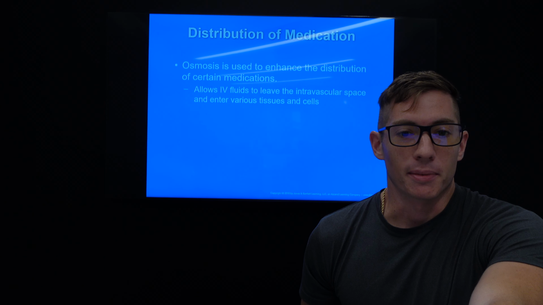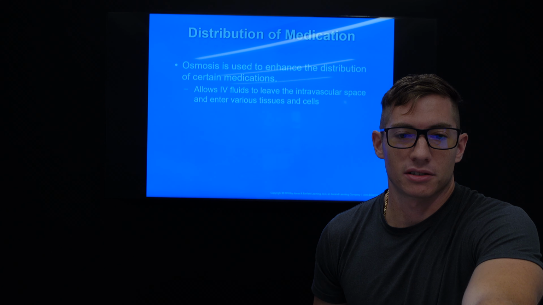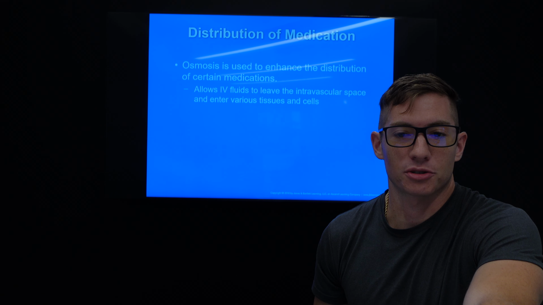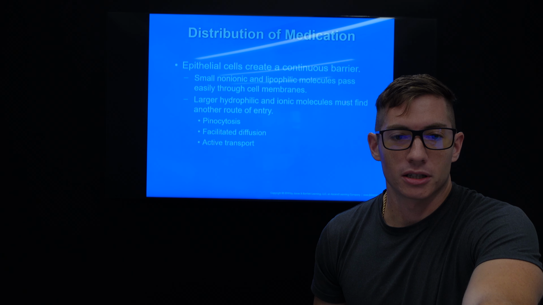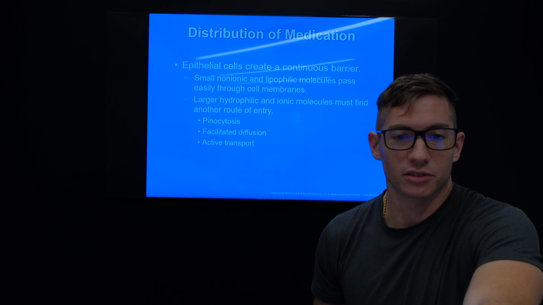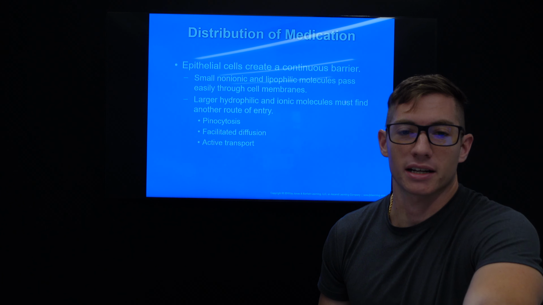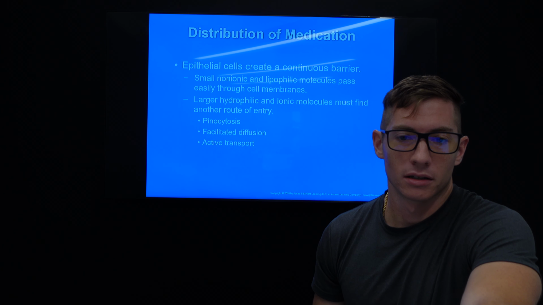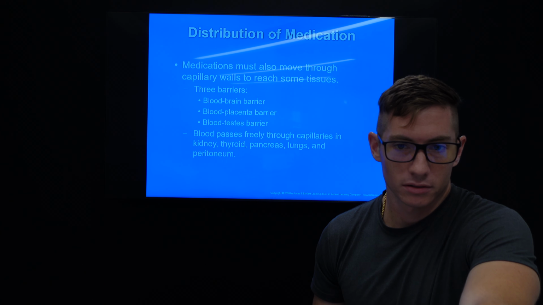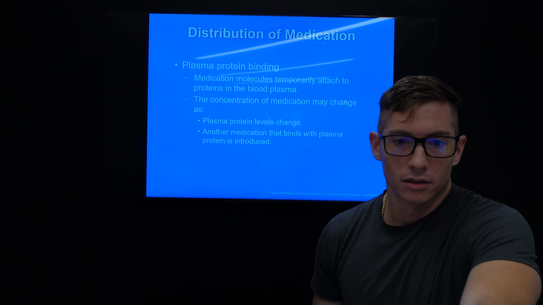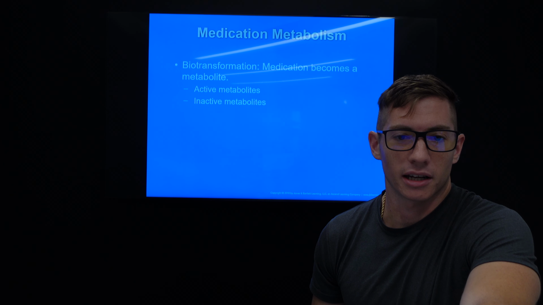I want to get into some of the medications. Osmosis is used to enhance the distribution of certain medications. It allows IV fluid to leave the intravascular space and enter various tissues. Filtration redistributes water. Epithelial cells create a continuous barrier that is contained in the skin, GI tract, eyes, urinary tract. I want to get to the names of these.